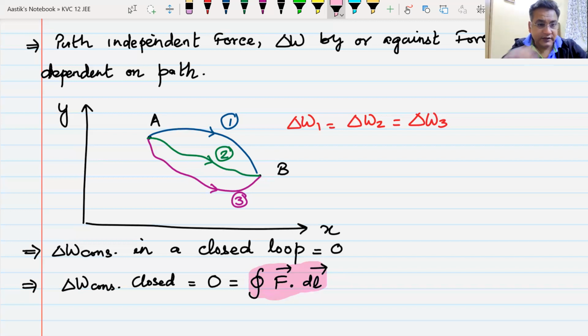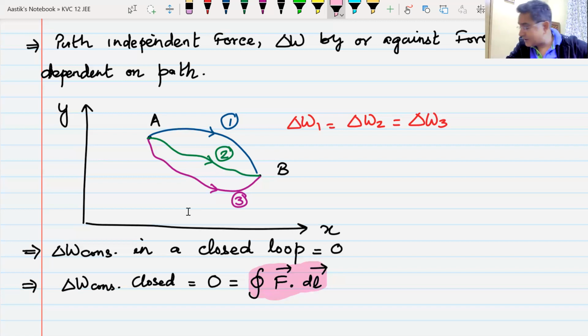You can't leave anything on chance. If I leave anything on chance and it comes, you are done. Now, the best example is gravitation force.